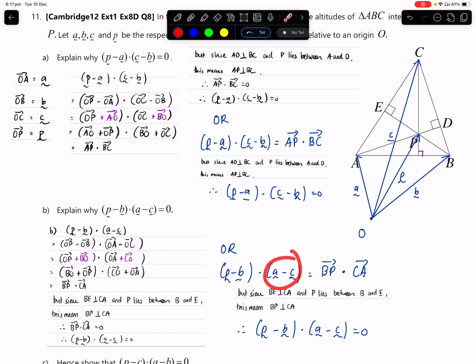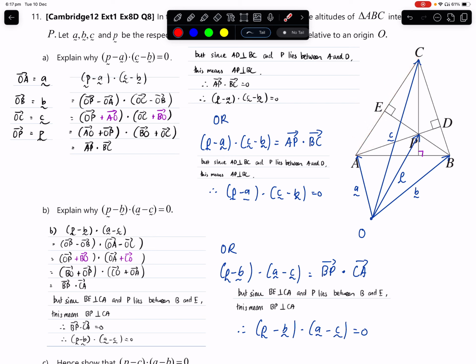A minus C means from C, go to A. Let me just double check, C is over here. So C is this one, but from C, just go to A. So that's this. That means A minus C is CA.